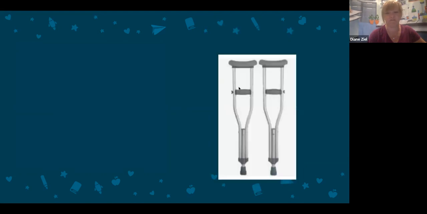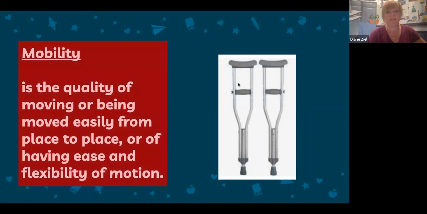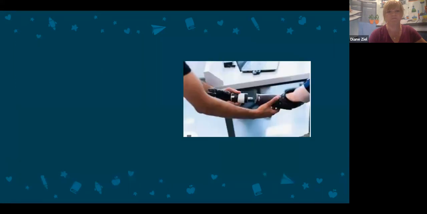Here you see a pair of crutches. What would these help with? That's right, mobility. Mobility is the quality of moving or being moved easily from place to place, or of having ease and flexibility of motion.